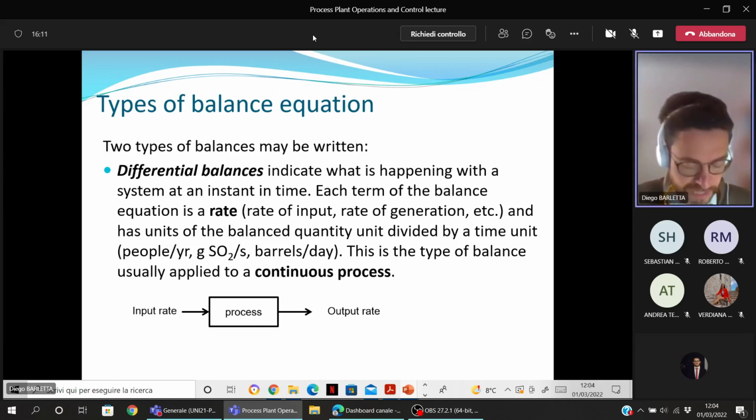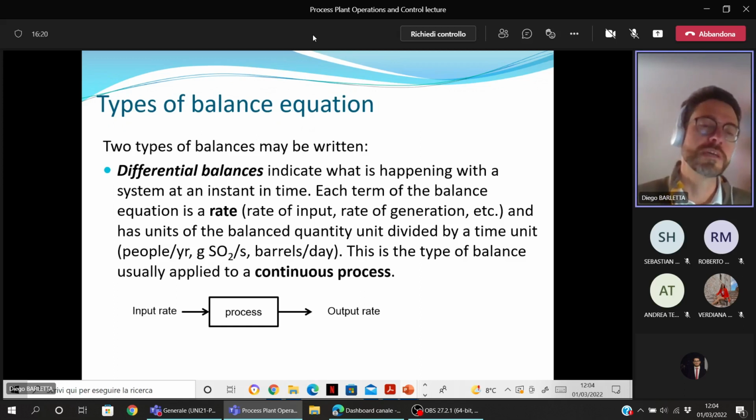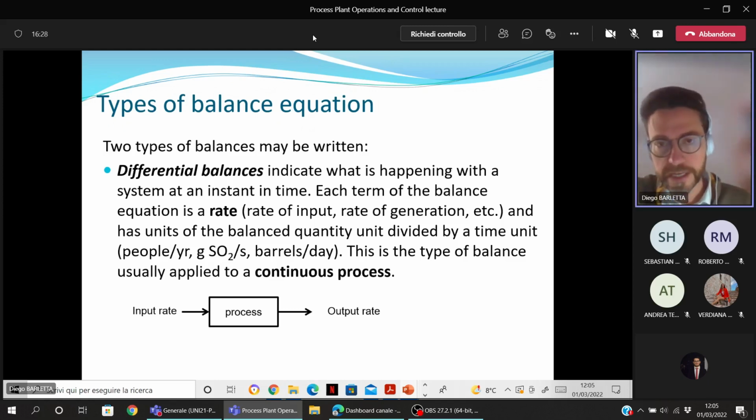So this is the type of balance that we usually apply for continuous process. In particular, we will refer to steady state condition, but this is not always the case. So this is the first type.